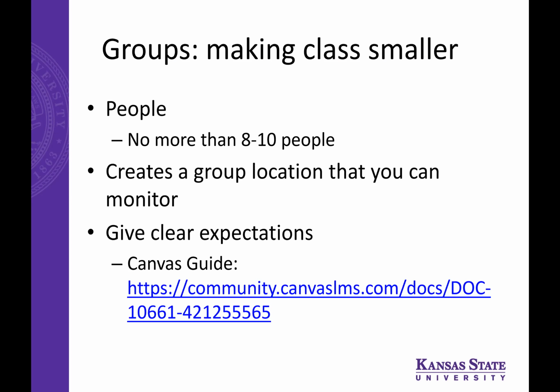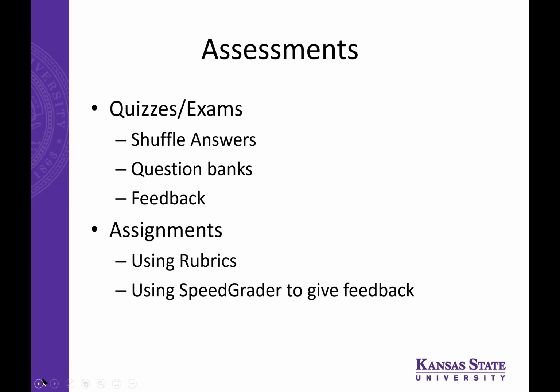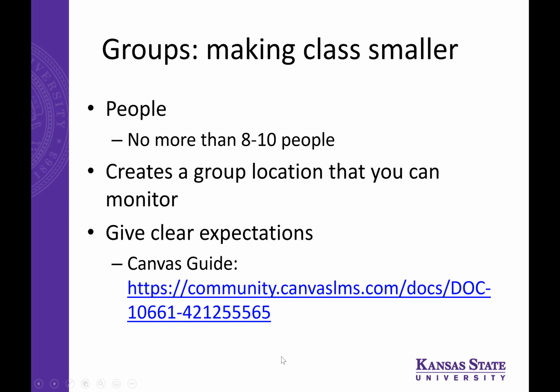We recommend that you do no less than 5, but no more than 10 people per group, because you don't want it to be so small that if a few people aren't able to interact, there is very limited ability for the group to be successful. But more than 10, it becomes overwhelming. There are great guidelines here in this Canvas guide on giving clear expectations and how the groups work.